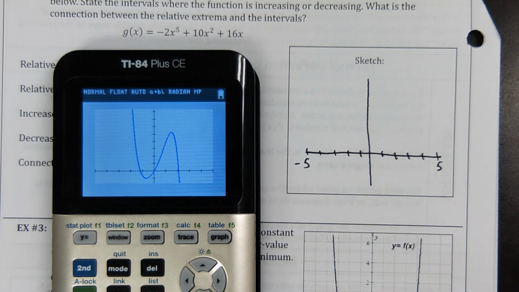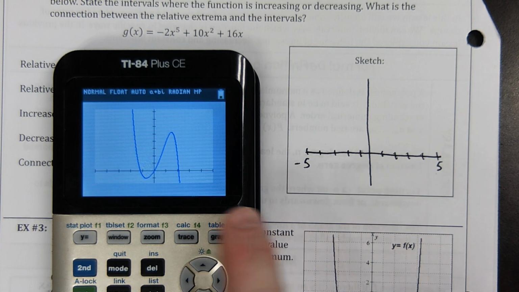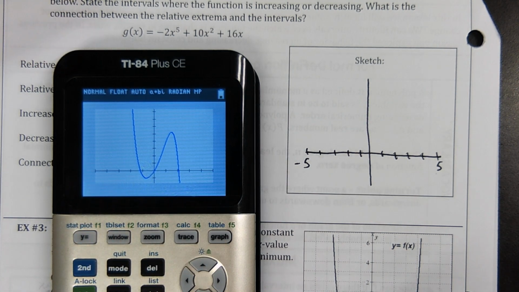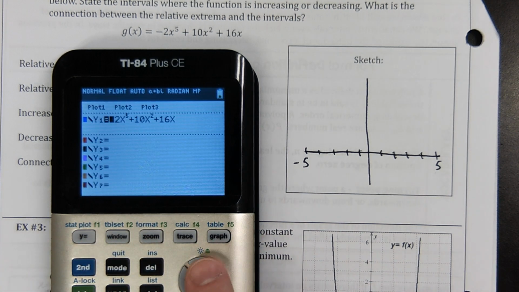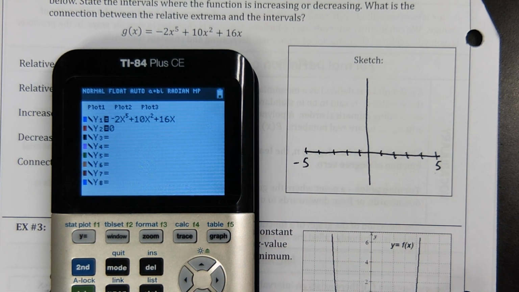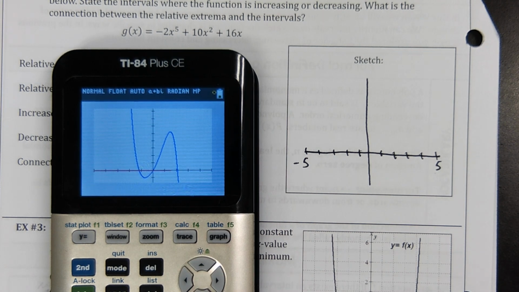On this graph, when you're on the x-axis, what does y equal? 0. So I'm going to go to y equals, and I'm going to type 0. And then I'm going to hit graph. If you have a black and white calculator, you will not see that it just put a line on the x-axis. But you can see on my screen up there that my x-axis turned red. Okay, don't worry, I'll show you the black and white.